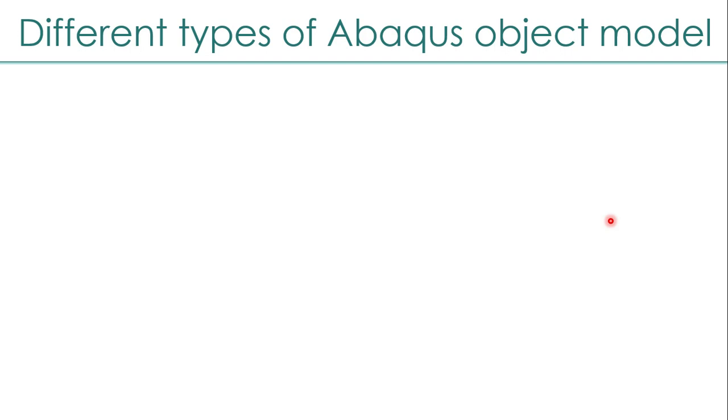In Abaqus, you will basically find three types of Abaqus object model. This categorization is done just to have particular characteristics in one object model. So in Abaqus we have three types of Abaqus object model.